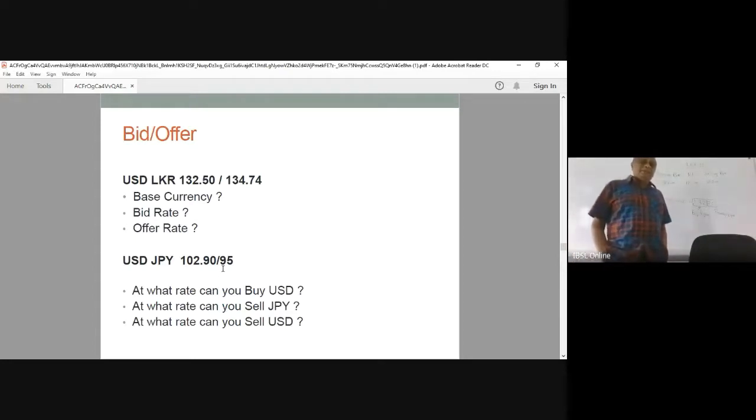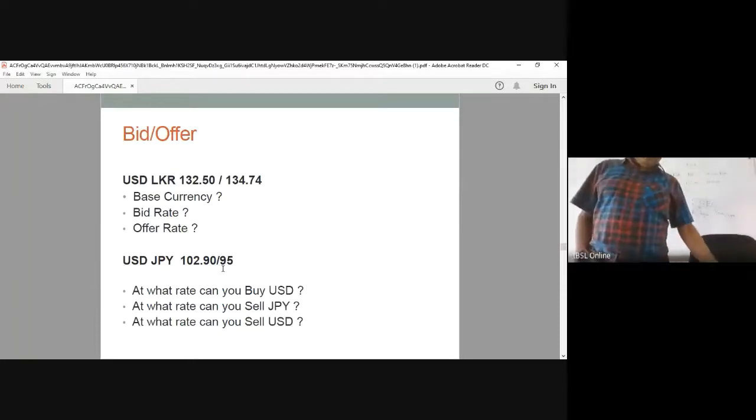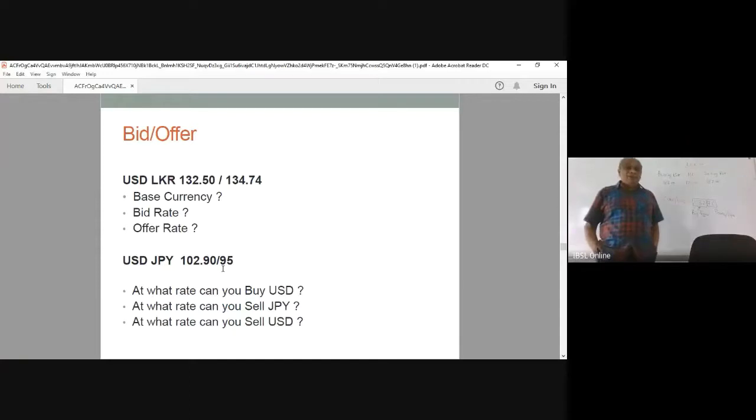US dollar, Japanese yen. Is it a direct quote or an indirect quote? From what we have learned. Direct quote. It's a direct quote, right? Then tell me, at what rate can you buy US dollars?